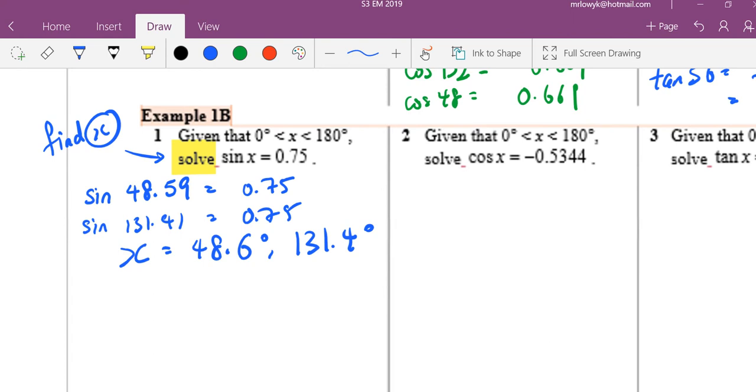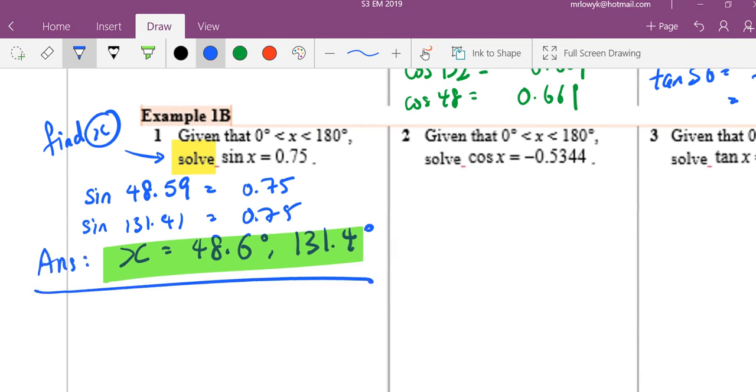Does it make sense? So now you know this is the final answer. Now let's draw a line and let's investigate how to solve. Okay? So can we start?